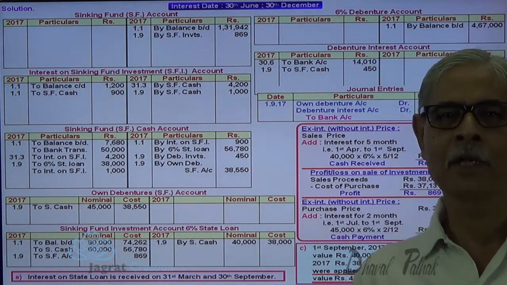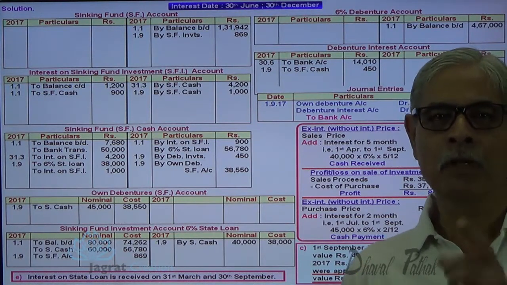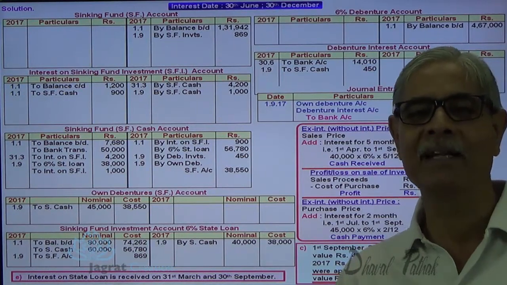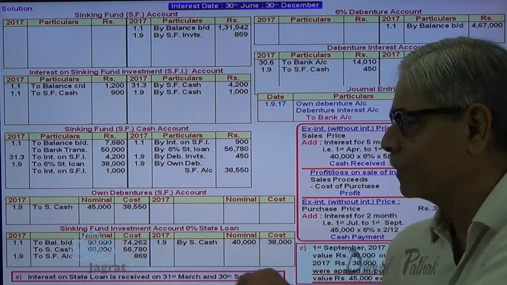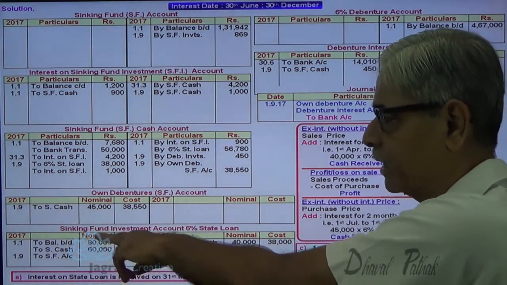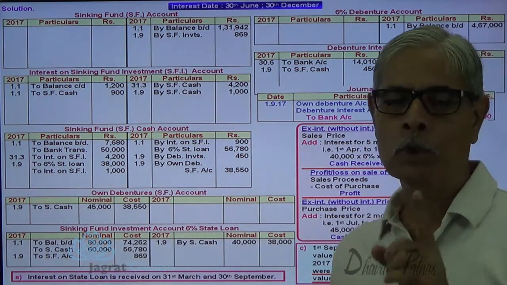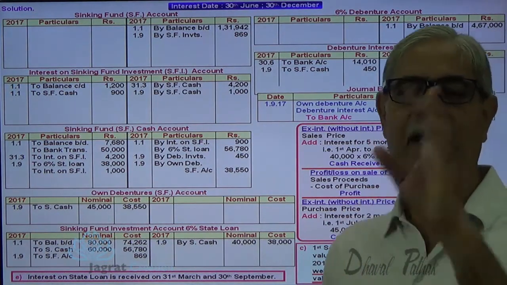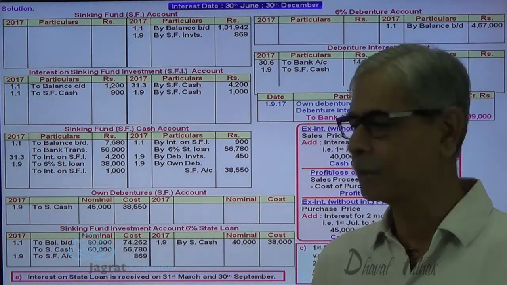Now what is the next sensitive date? Next sensitive date is 30th September. On 30th September, I will receive interest on this investment. So 80,000 plus 60, 140 minus 40. So 1 lakh investment is still with me. That is 6% state loan. On that, I am going to get interest at the rate of 6% on 30th September.